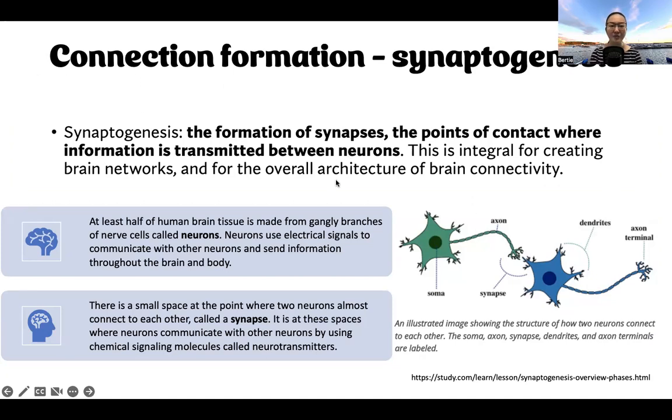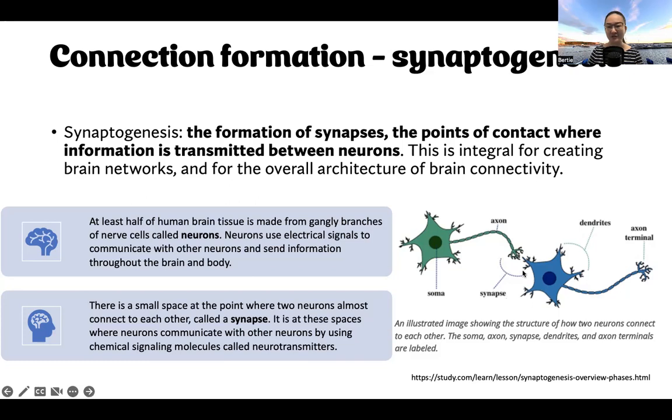At least half of human brain tissue is made from gangly branches of nerve cells called neurons. Neurons use electrical signals to communicate with other neurons and send information throughout the brain and body. There is a small space at the point where two neurons almost connect to each other, called a synapse. It is at these spaces where neurons communicate with other neurons by using chemical signaling molecules called neurotransmitters.